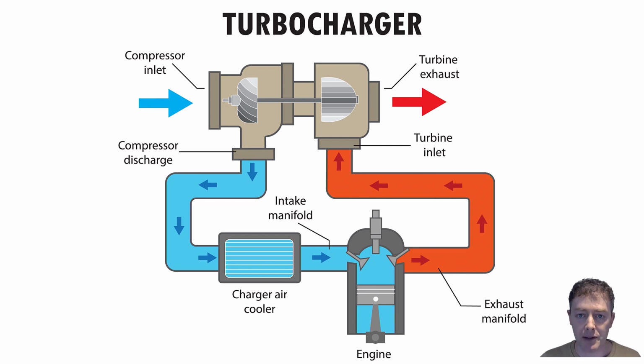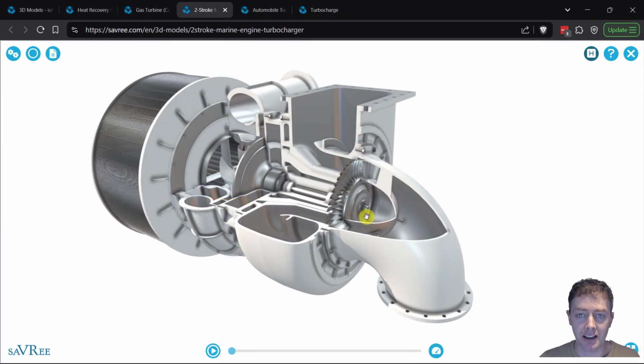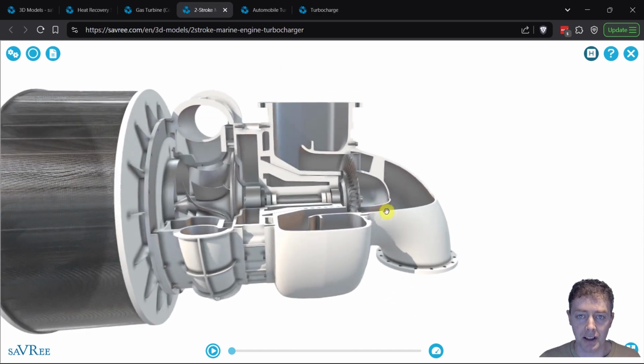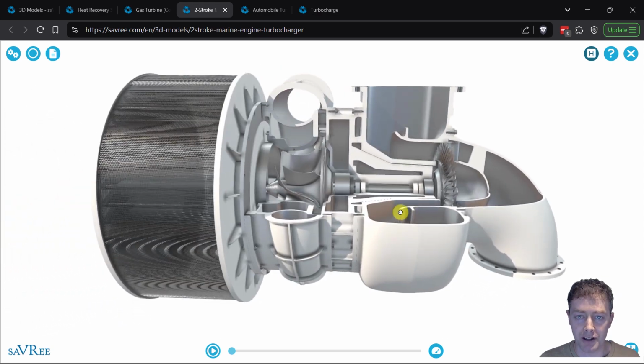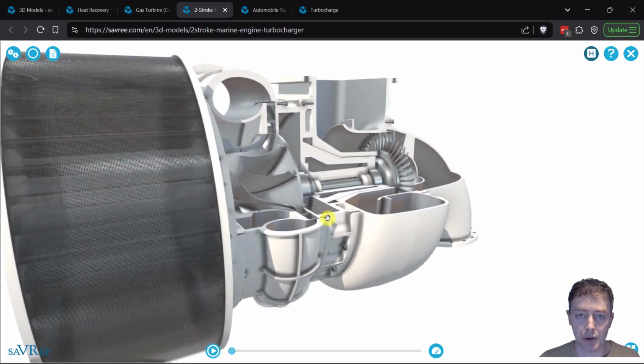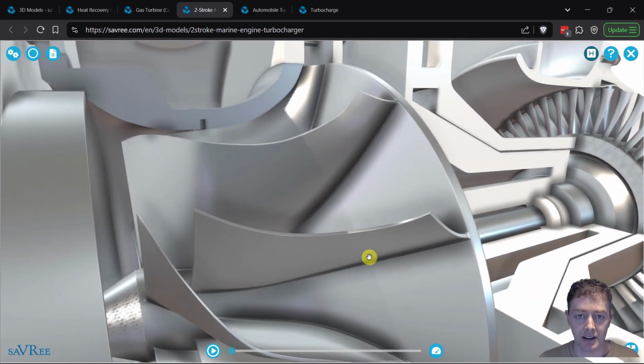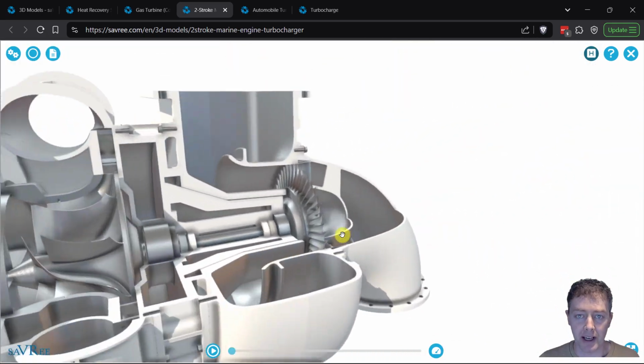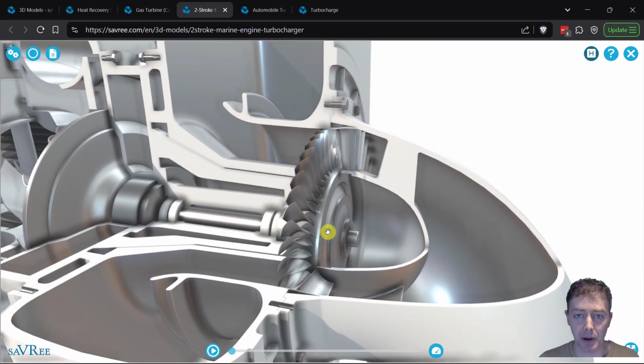If we didn't have this arrangement, the exhaust gases would just pass out of the engine and they'd go into the atmosphere. By installing a turbocharger, we can increase the power output of the engine, so we're having a higher power to weight ratio. If we take a look at this other model over here, this is a large turbocharger. You'll see it installed on very large ship engines. Our compressor wheel is over here, and on the opposite side, we have our exhaust gas turbine.